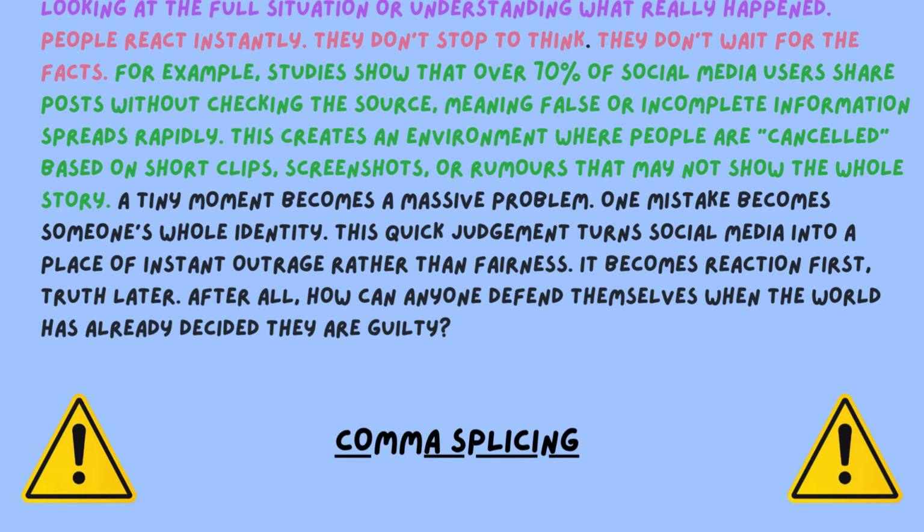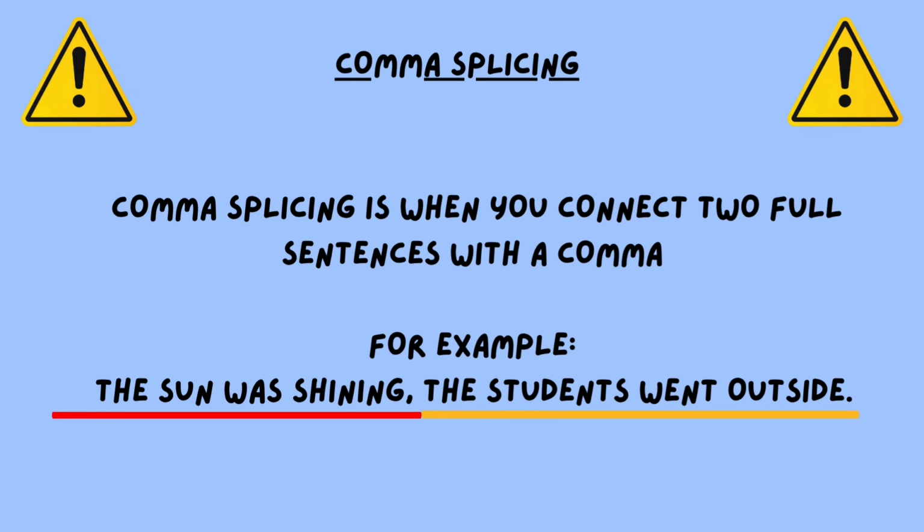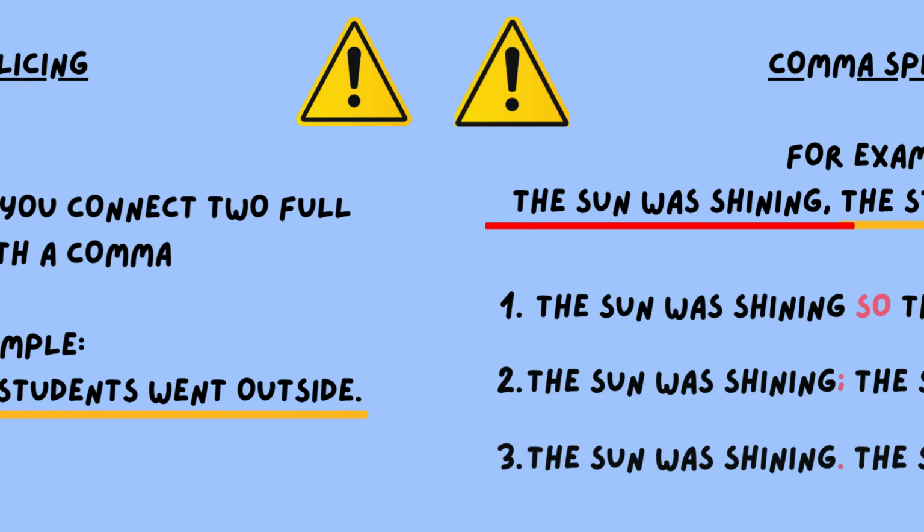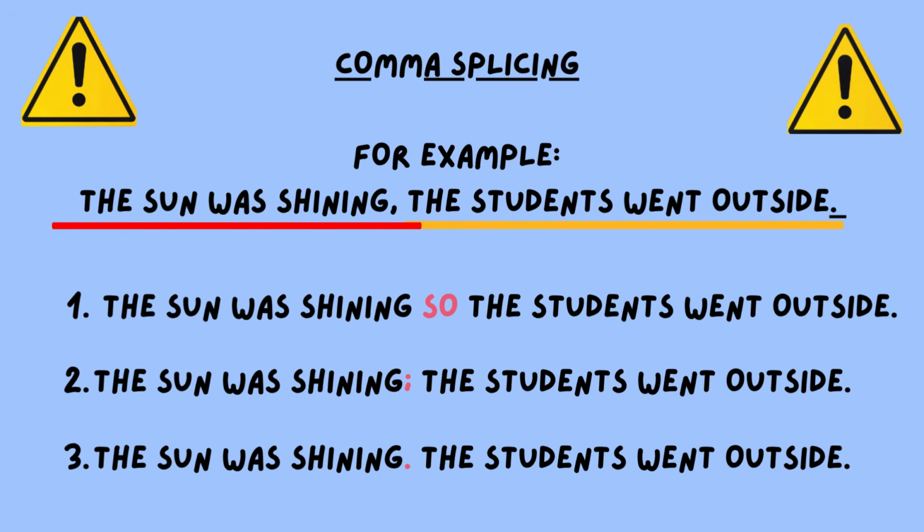One thing the examiners noted was that students were using too much comma splicing. Now, comma splicing is when you connect two full sentences with a comma in the middle. Instead, try using a connective such as and, but, or so. Or try replacing the comma with a semicolon. And the third option is to split the two sentences into two short sentences using a full stop.